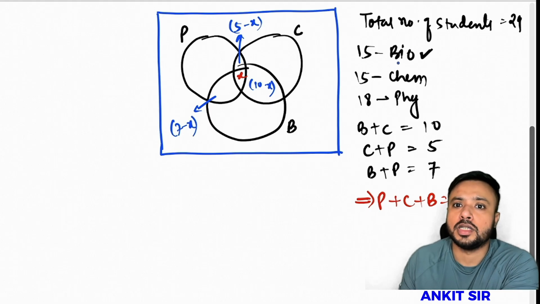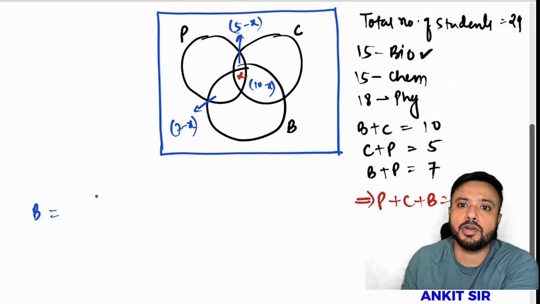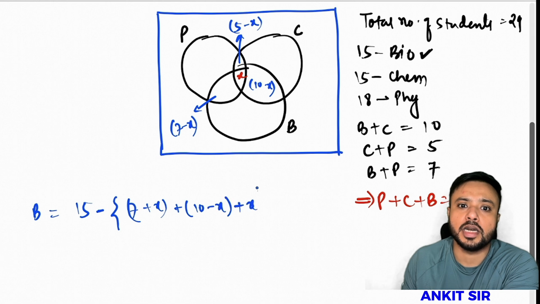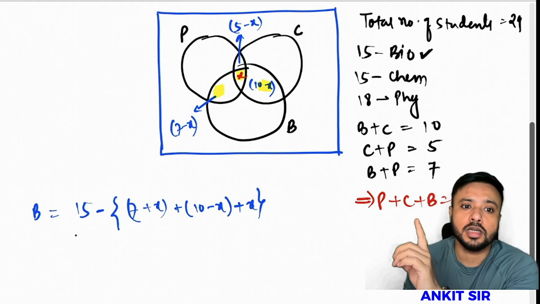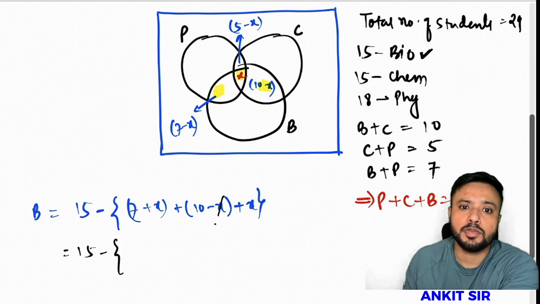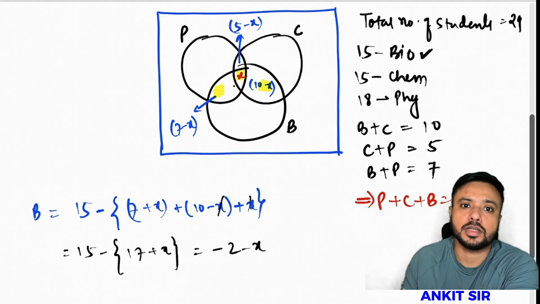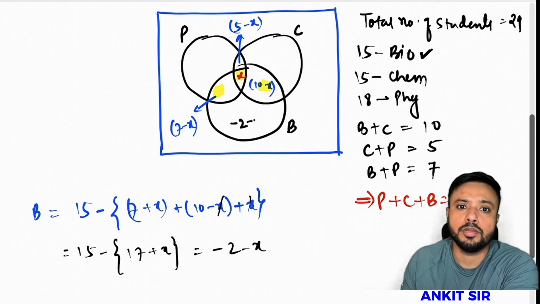So now since 15 is studying bio, inside the bio, the exact number would be 15 minus 7 plus x plus 10 minus x plus x. So basically I have to subtract this region and this region to figure out the students who are only studying bio. So if you do this, you will get 15 minus this, plus minus x is gone, and 17 plus x. So if you do this, you will get minus 2 minus x. So the number for this is minus 2 minus x.